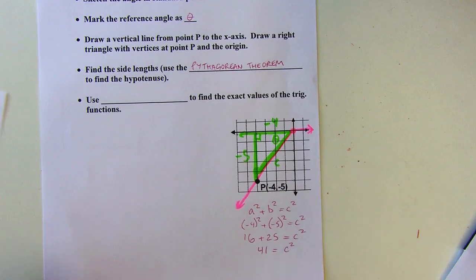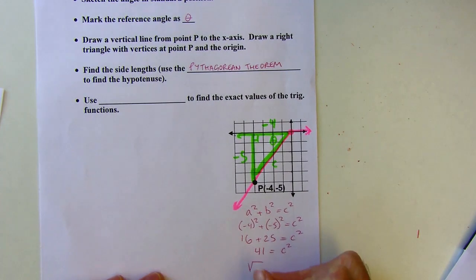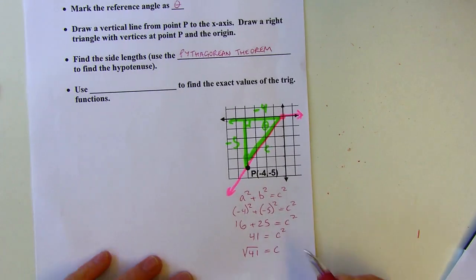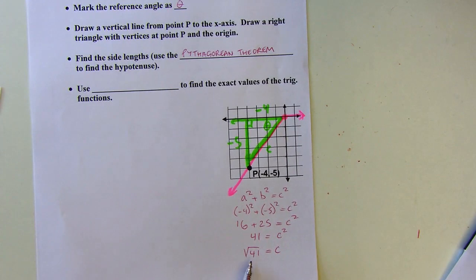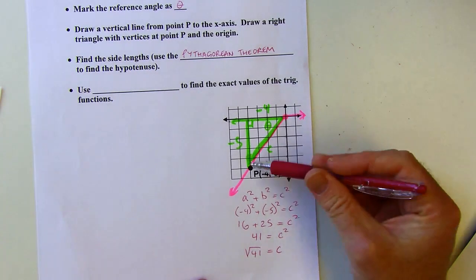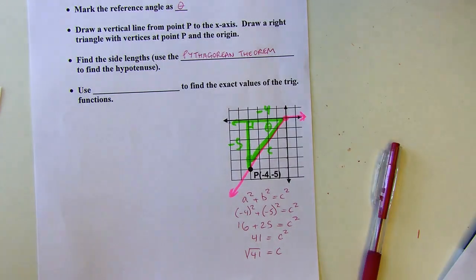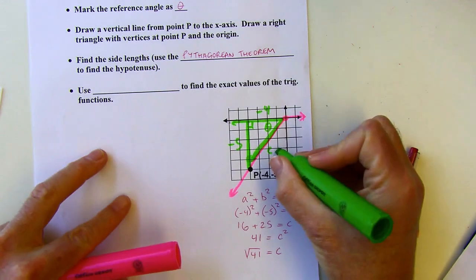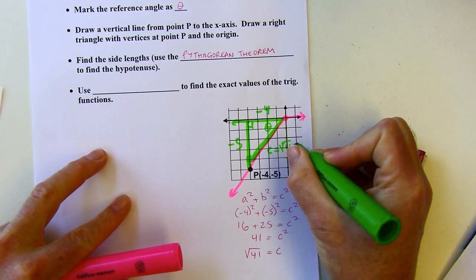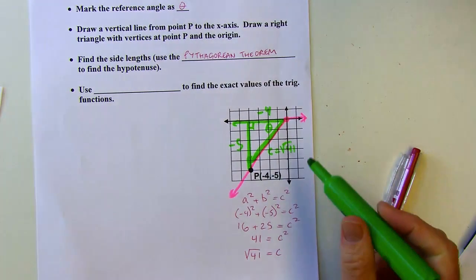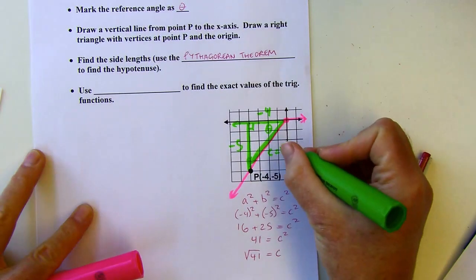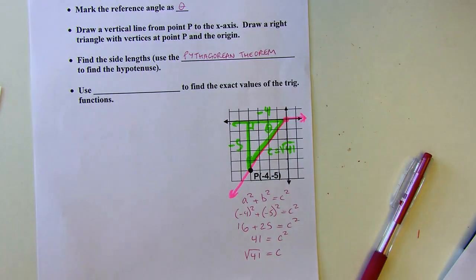Okay, so I'm going to take the square root now of both sides. Now, algebraically, I could say positive or negative root 41, but I'm talking about a distance here. And even though I'm going down and to the left, the hypotenuse is always going to be positive. Okay, so I'm going to call this root 41. Okay, and if I want to put that in simple radical form, well, 41 is a prime number, so it is in simple radical form. Okay.